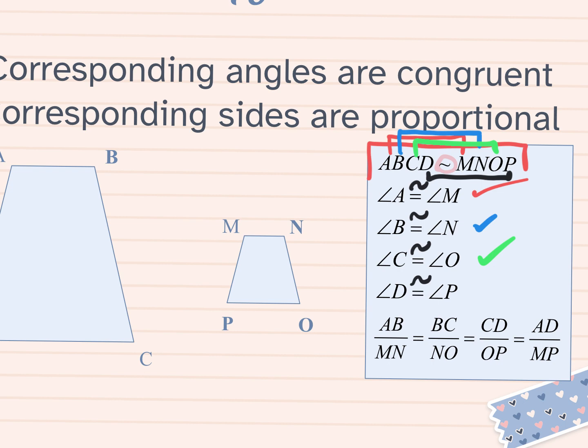And then we can do the same thing for the side lengths. However, when we saw the congruent figures, we would have said that AB was congruent to MN. Now, what we're going to see is AB is going to be proportional to MN. And we're going to put it in a ratio or in a fraction. So notice the first two letters that are listed here, the A and the B, are going to be set into the same ratio with the MN.